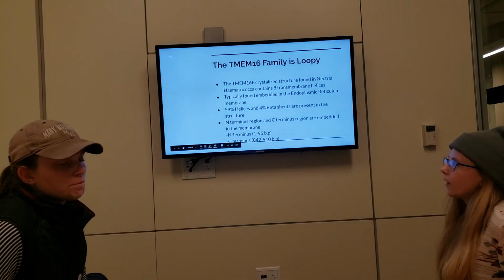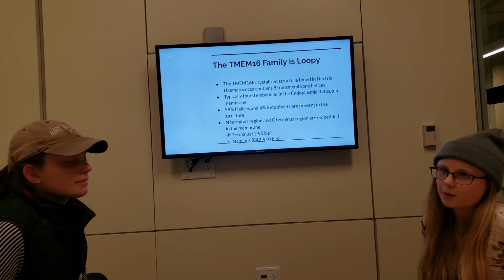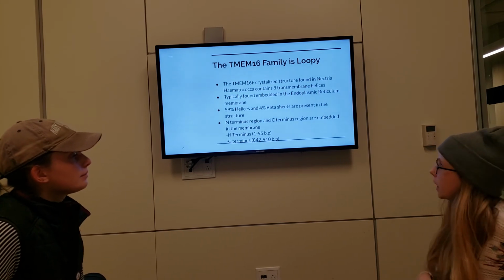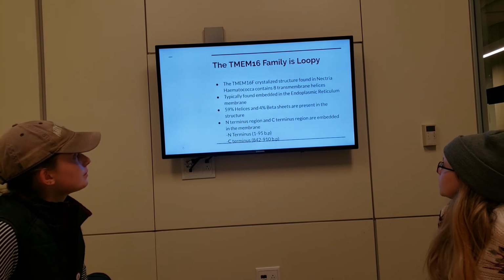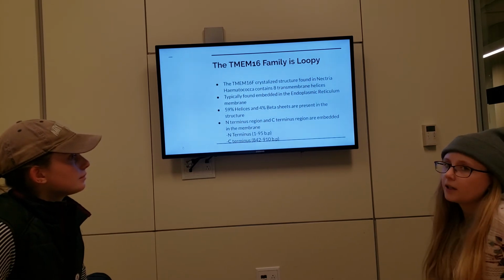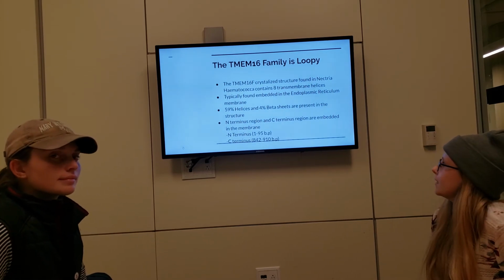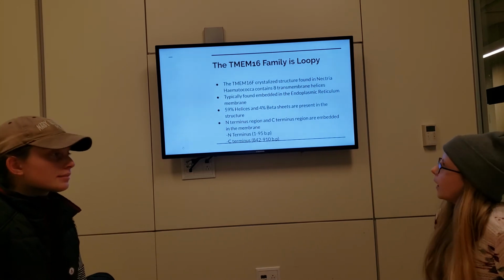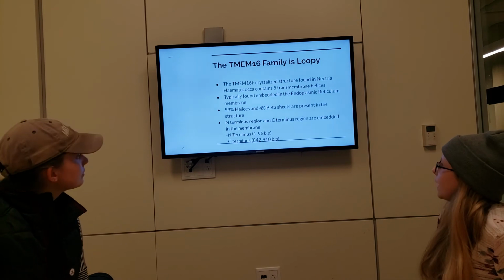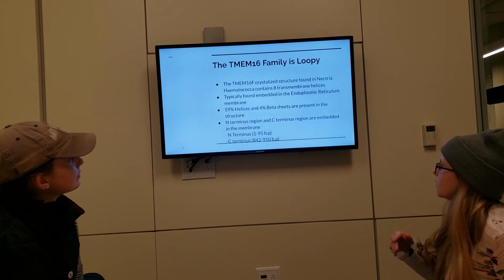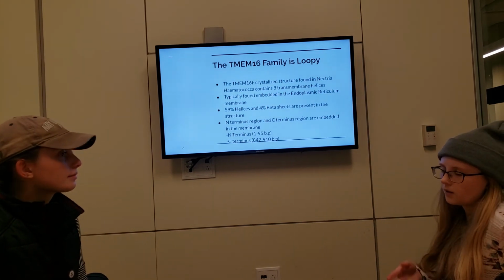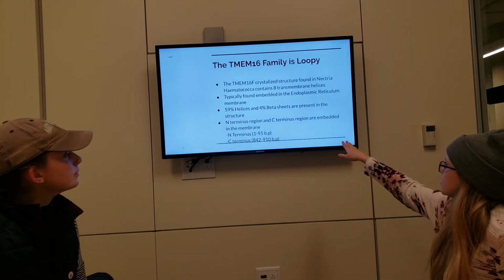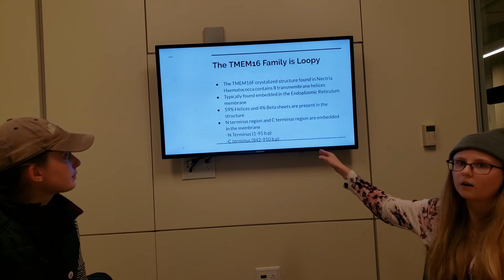As I mentioned before, they are transmembrane proteins, so transmembrane proteins have transmembrane passes where they loop through the membrane. The protein that I just showed has 8 transmembrane helices involved, and the protein is actually embedded into the ER, and it's where it's typically found. They have 59% helices, and they contain some beta sheets. And then their N-terminus and C-terminus region is also embedded into the ER membrane.